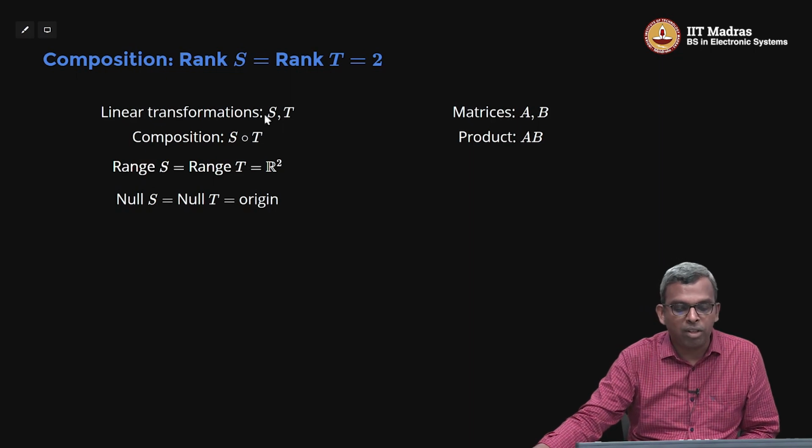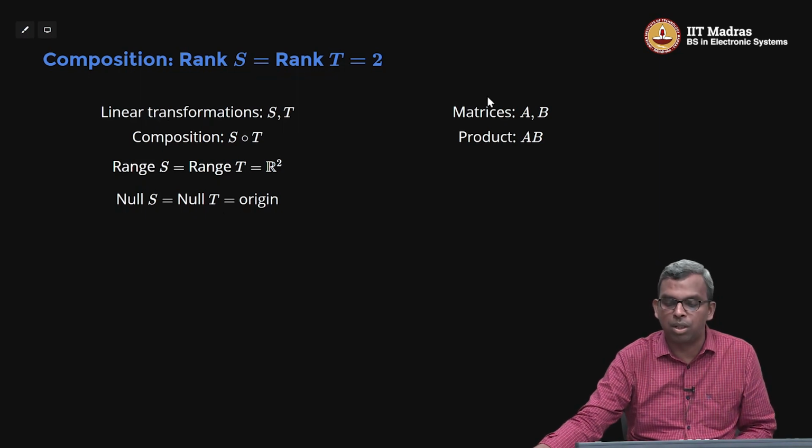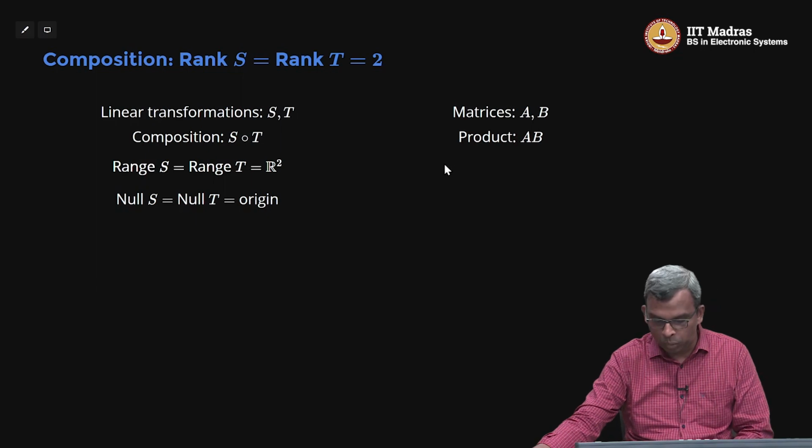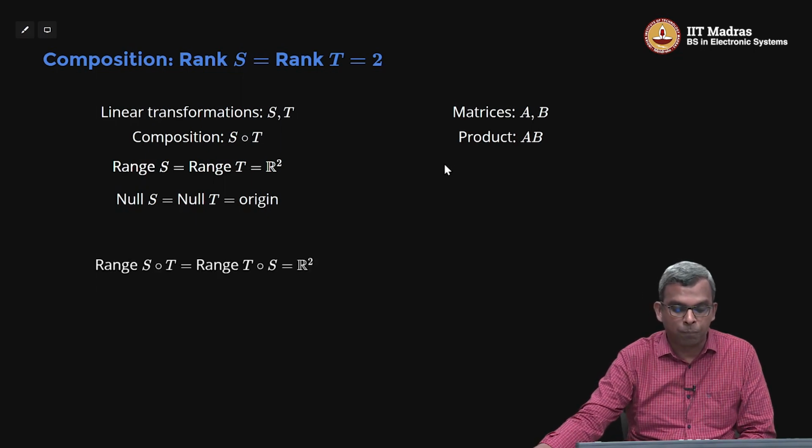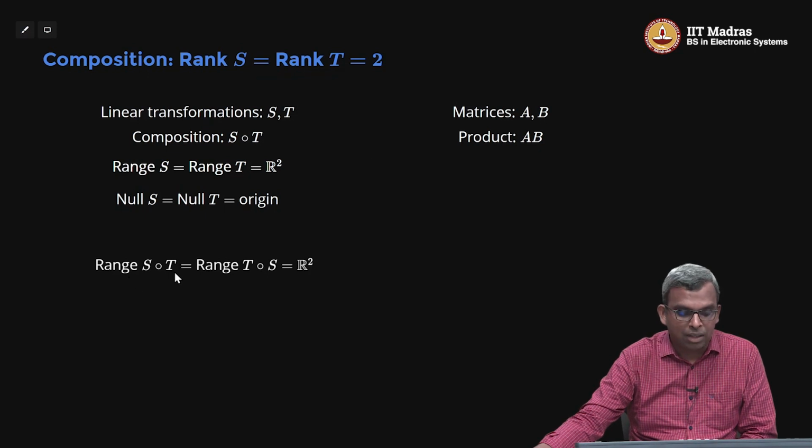So, you have linear transformations S and T and the composition S cross T. Range S and range T are R2, null S and null T are the origin. Nothing becomes the origin. In terms of matrices A and B, the product AB is there, matrix A is invertible, B is invertible, S is invertible, T is invertible, and AB is the product. So, what happens when I compose here? It is very easy to see that the range of S composed with T and the range of T composed with S will both be R2.